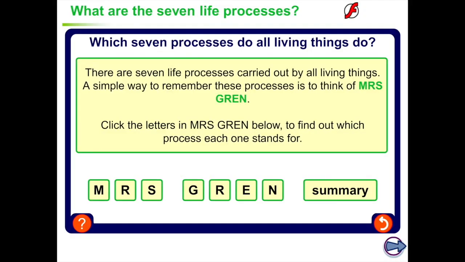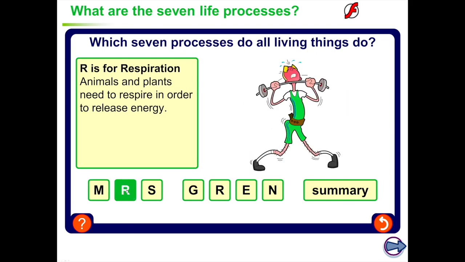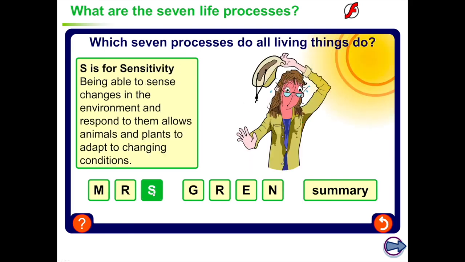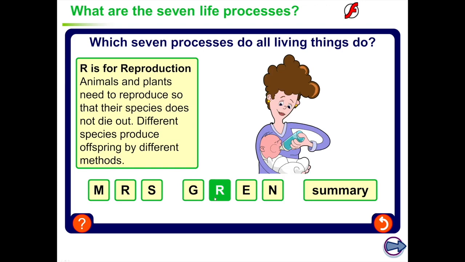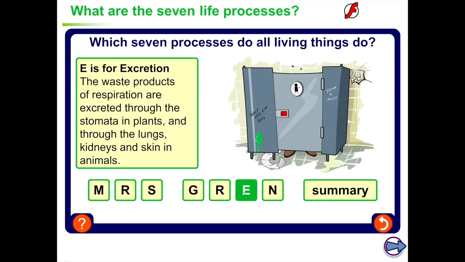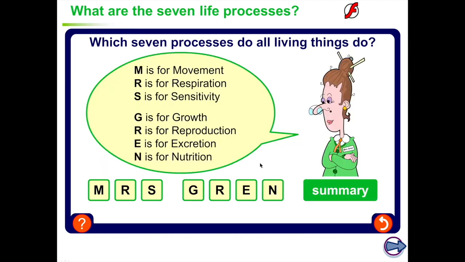We're going to do a quick revision of the Mrs. Gren 7 characteristics. M is change of position. R is release of energy. S is to detect and respond. G is for growth. R is for reproduction. E is excretion, to get rid of wastes. And N is for nutrition.